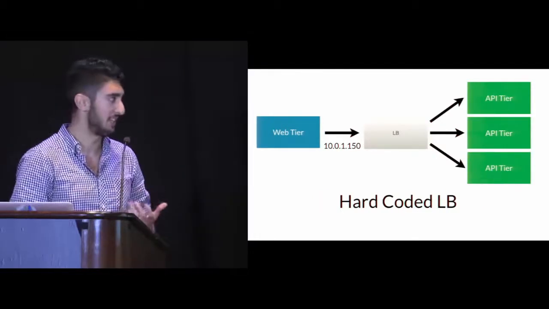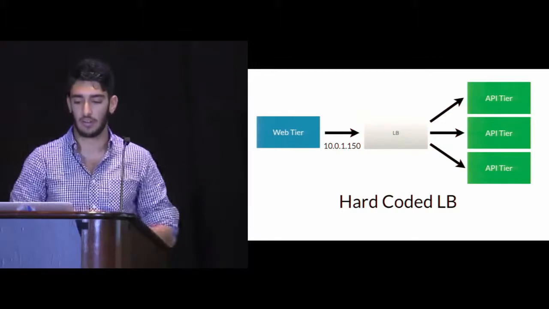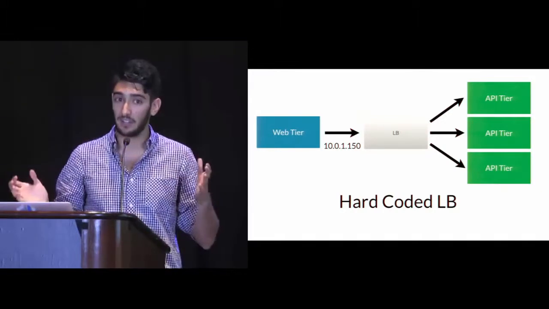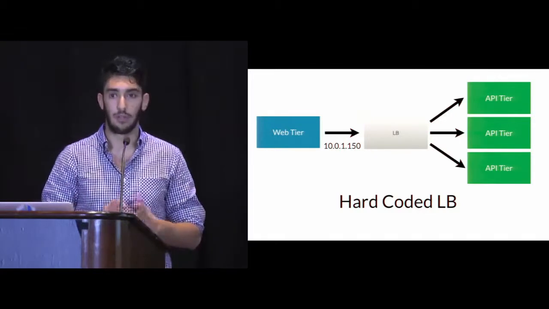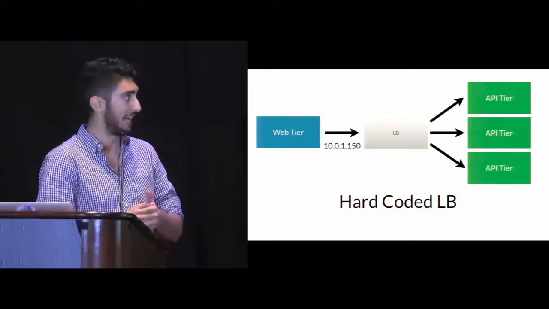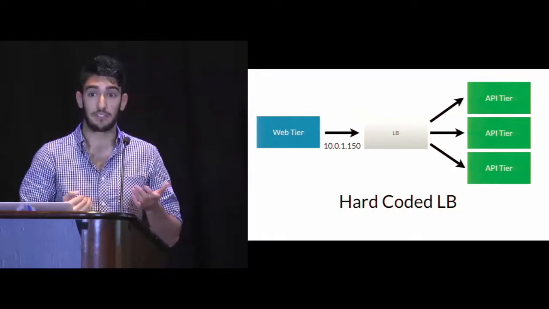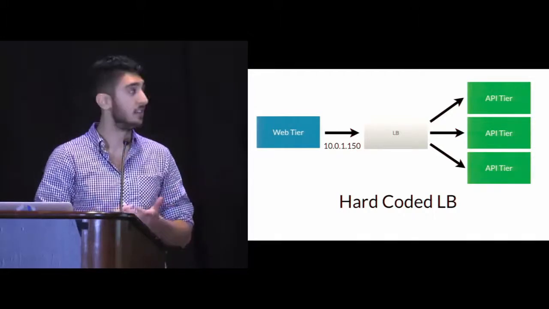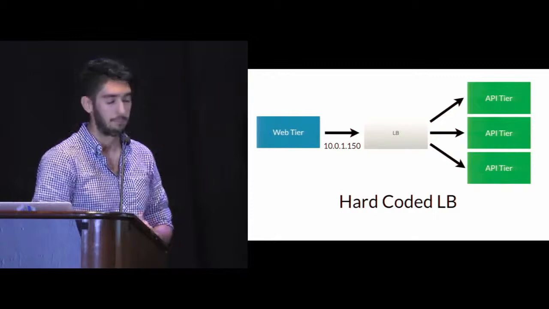Another answer, which is slightly better, is the hard-coded load balancer address, which is, okay, I want the freedom to be able to scale my web tier or my API tier. I don't want to have to update every web service, so I'll just point it at a load balancer, and this way we only have to update our load balancer when we add and remove servers. And moreover, our load balancer can do health checking for us, so that if we lose an API node, the load balancer will just stop routing traffic to it.